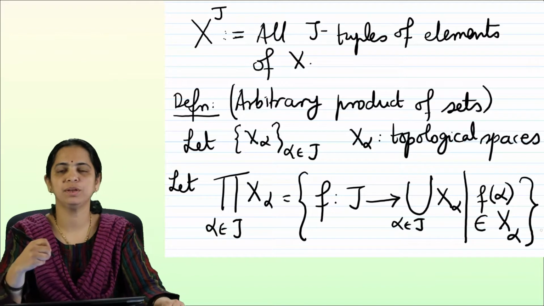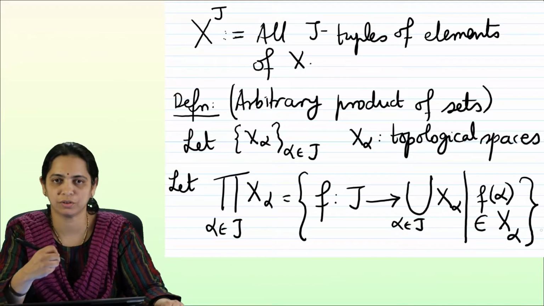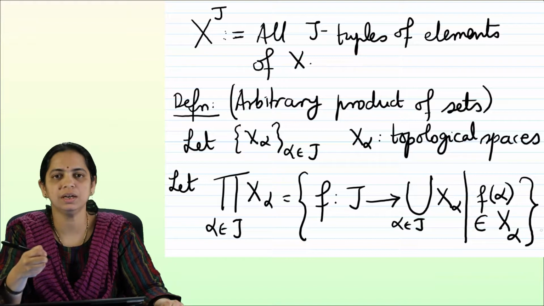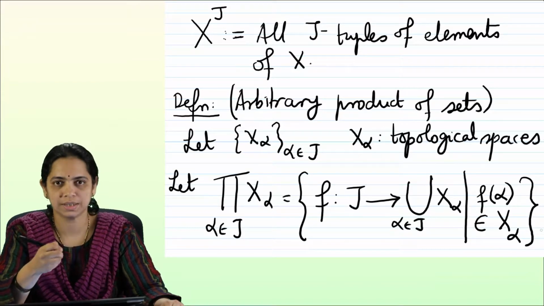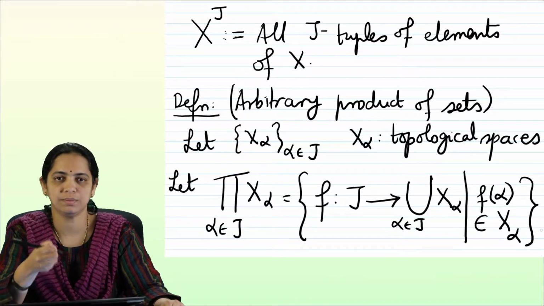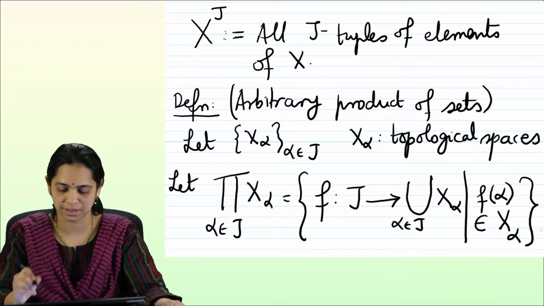You will see that when you have finite products of sets, a product of finitely many sets X1, X2, ..., Xn, then the Cartesian product X1 cross X2 cross ... cross Xn corresponds precisely to all functions f from the set 1 up to n to the union of Xi's such that f i belongs to Xi. This is exactly a generalization of that.